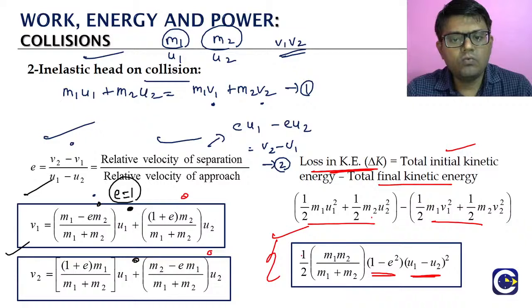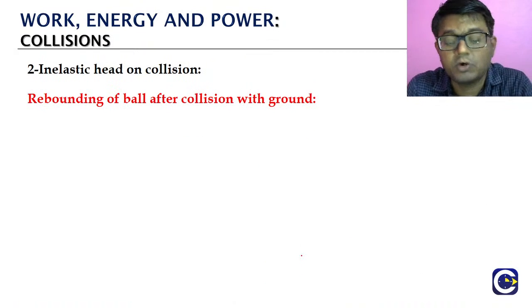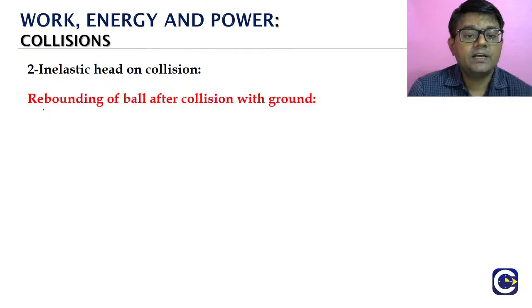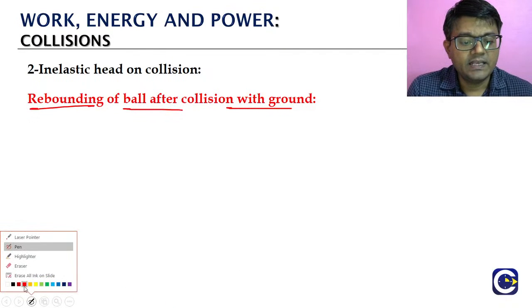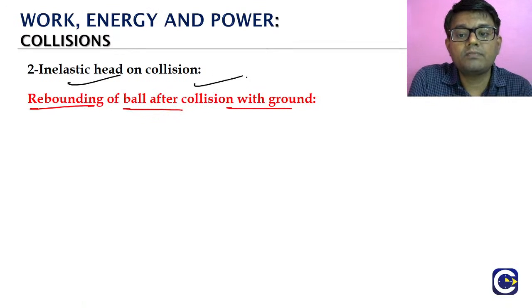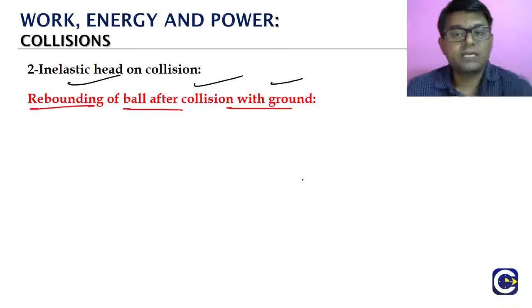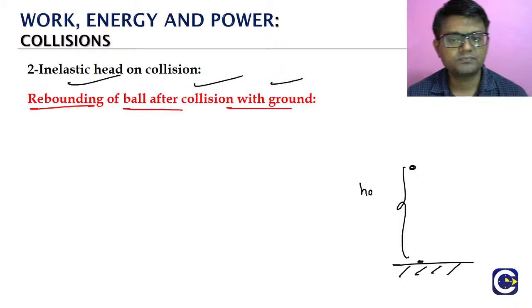Now what kind of questions will be asked in that we will see, but before we go to the questions, there is one very interesting example for this inelastic head-on type of collision, that is the rebounding of the ball after collision with the ground. Let us say this is the ground. So we are dropping a ball from a height h0. Just we are dropping the ball.